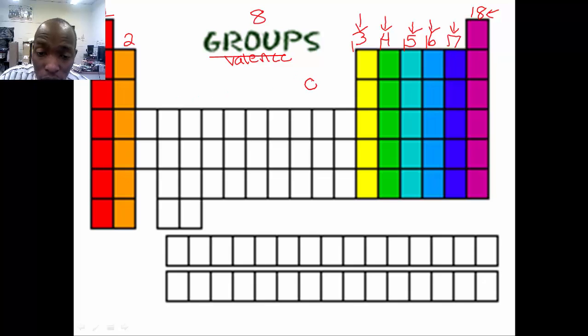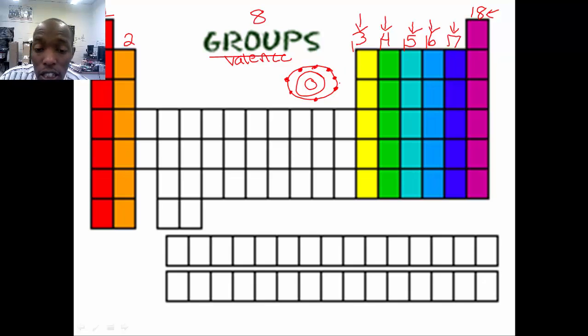So when you do your models and you start doing it, all the elements in group 13 will have 3 valence electrons. All the elements in group 14 would have 4 valence electrons. All the elements in group 15 would have 5. And that's 6, this will be 16. All the elements in group 16 have 6. All the elements in group 17 have 7. All the elements in group 18 have 8.